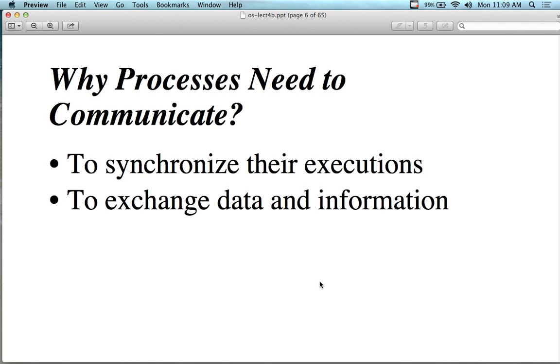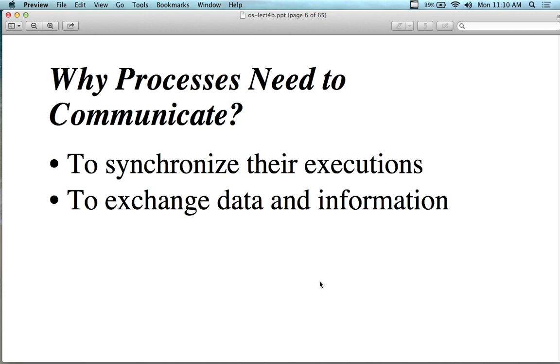Why do processes need to communicate? At this point, most people are thinking, well, can we just avoid all these problems by having just one process at a time running? Then we could go back to, let's say, DOS, or we could go back to batch processing, where we only have one process running at a time. But then we don't have the same user experience that we have today.